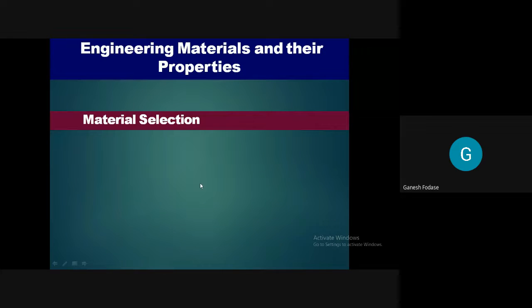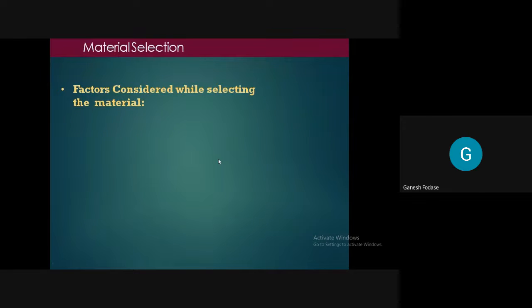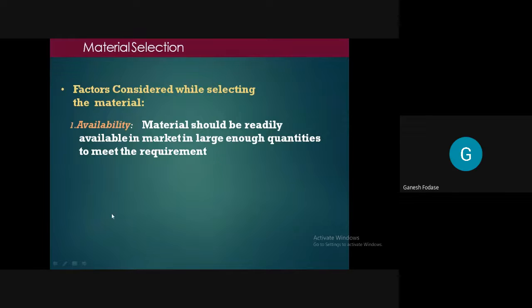Now, this is not considered in detail, but it's part of the methodology. Of course, engineering materials and their properties are very important during design consideration. We are not going into detail on this. So, what factors do we need to consider during selection of material? We need to consider availability, cost of the material, and mechanical properties of the material.